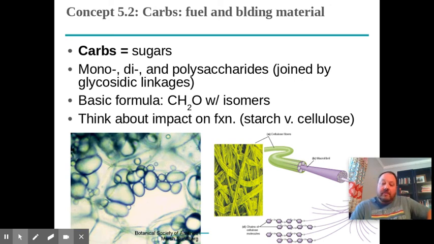Now, what I do think is helpful is the basic formula for carbs. It's CH2O. So you have approximately equal quantities of carbons and oxygens, and you have about twice as many hydrogens as carbons. So keeping that general formula in mind will help you look at diagrams and be able to spot carbohydrates.